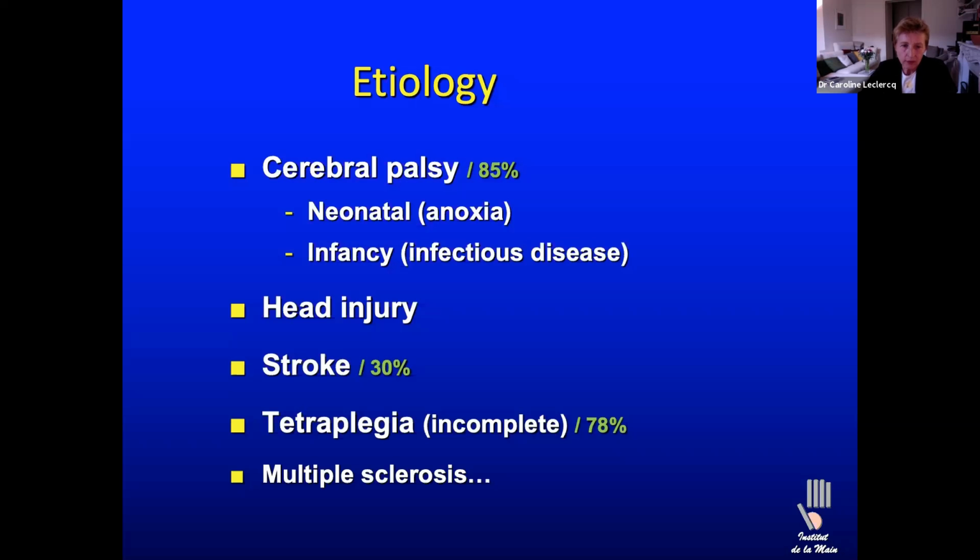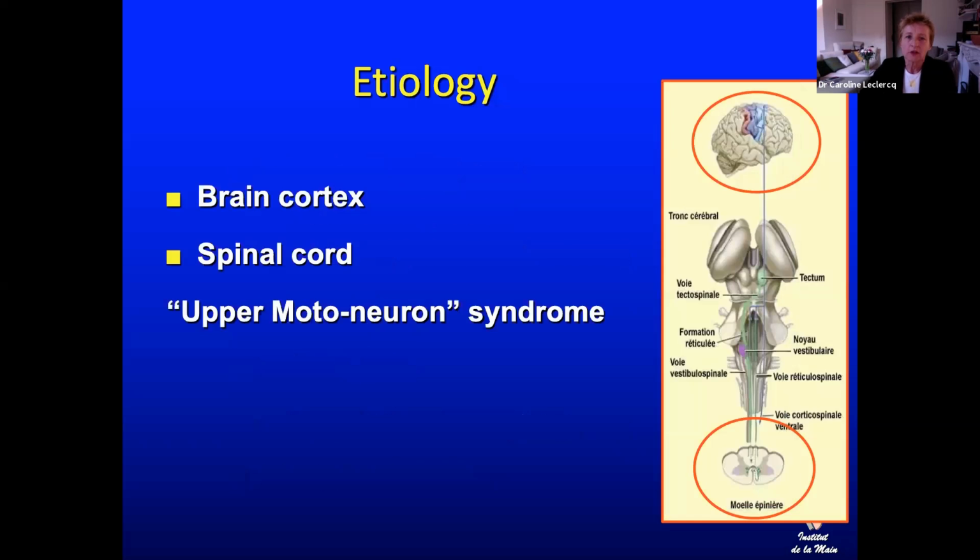And we find also spasticity in a number of cases of tetraplegia, mostly in the lower limbs. But if the tetraplegia is incomplete, it's quite frequent to have spasticity. There are other causes such as multiple sclerosis, etc. So we must remember that the cause of spasticity can lie either in the brain cortex or in the spinal cord. Some people tend to forget about that, and this is also known as the upper motor neuron syndrome, which is a little bit difficult to understand for non-English speakers because we don't always use these words.